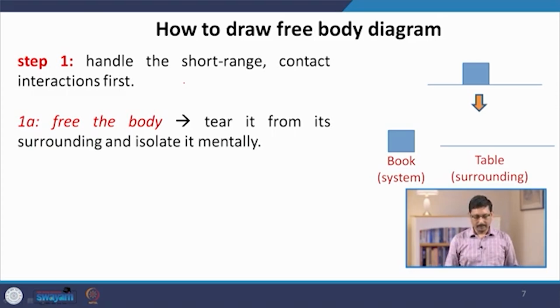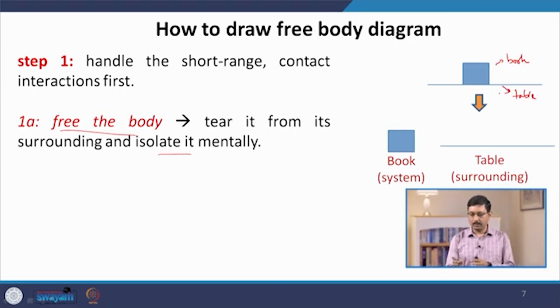So, for example, the first step is to free the body, as we said, which means mentally you tear it from the surroundings and isolate it. For example, the book is on the table. So, this is the book and this is the table.